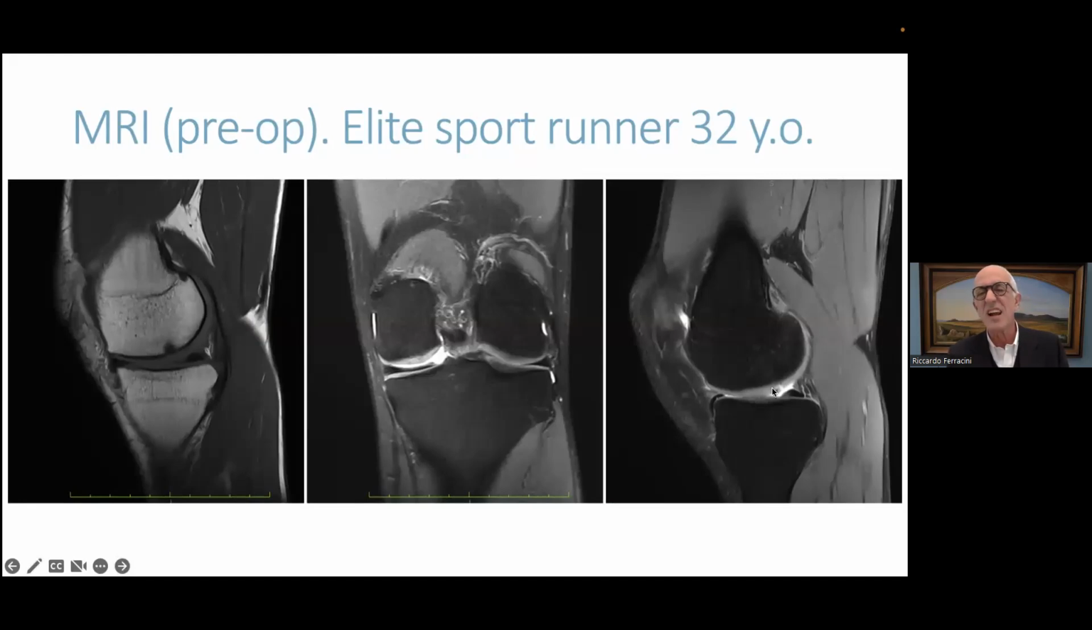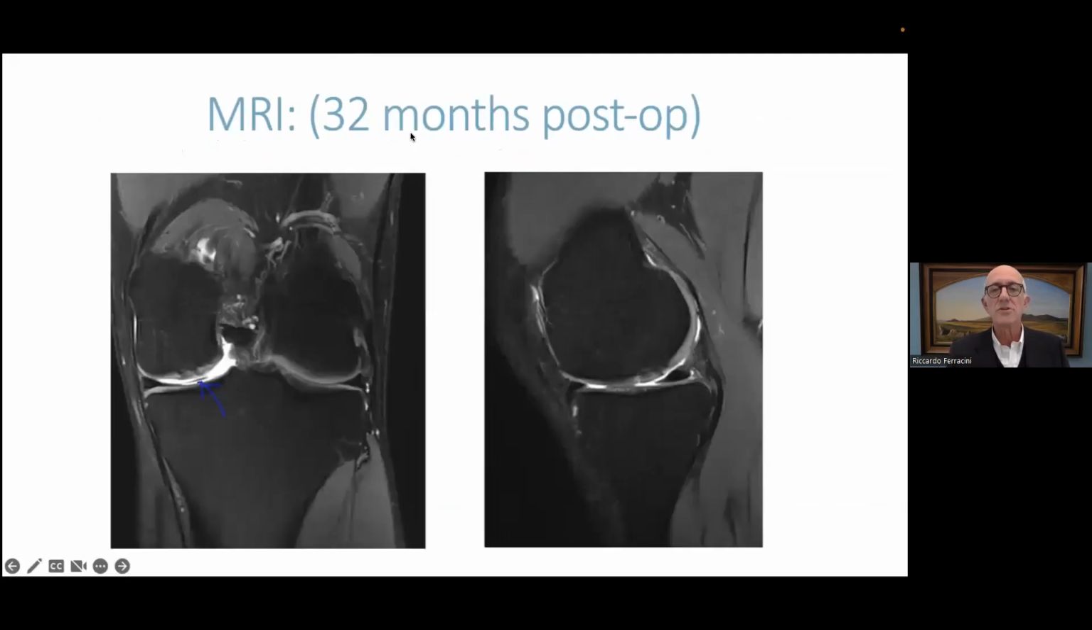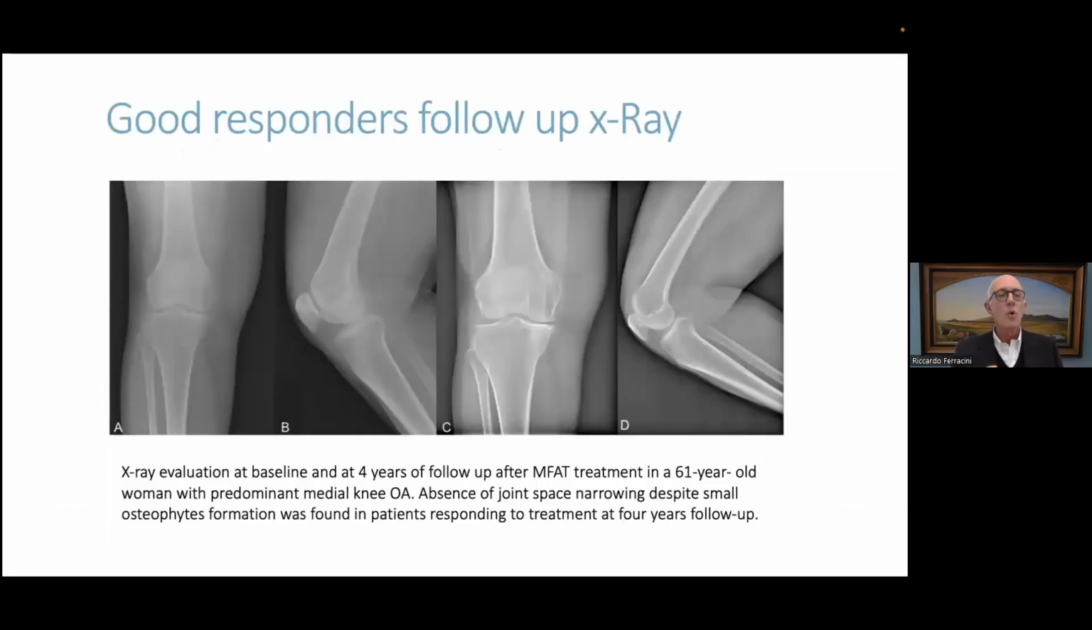But if you do look closely at focal lesions, as on the right, you can see this runner, 32 years old. He has a hole in the cartilage, and he was treated only with MFAT from Lipogems. At 32 months, the hole is completely healed, and there is no edema anymore in the bone. So he actually healed. We can demonstrate that, but it's very difficult. What is easier to demonstrate, I think, is that the evolution of the osteoarthritis is blocked by treatment.